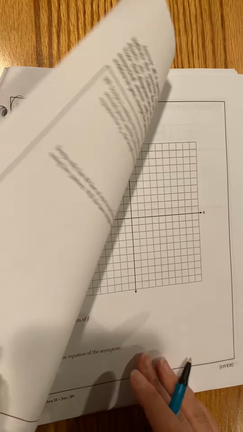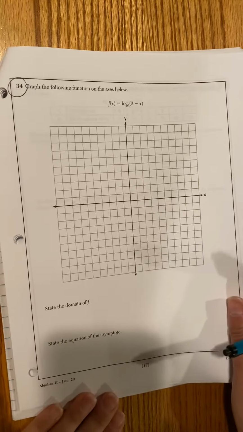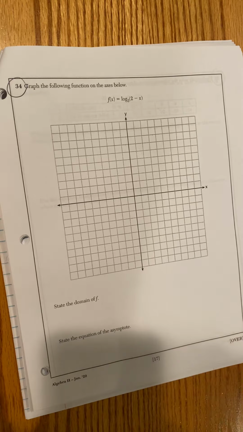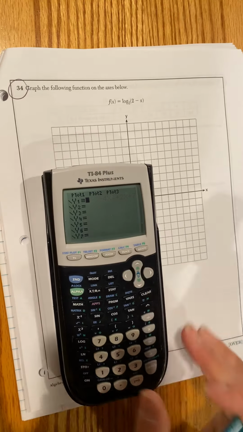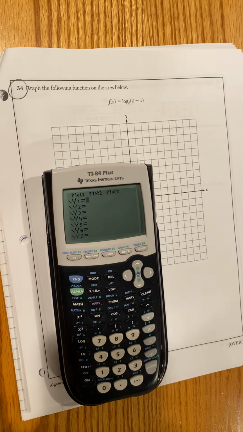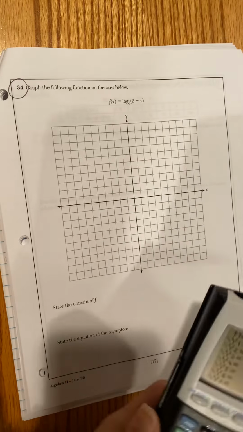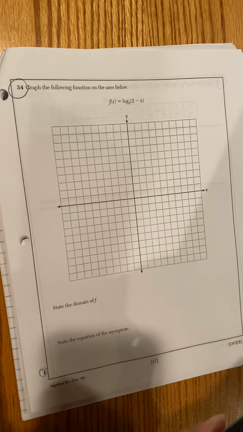Okay, then we're going to move to question 34. So we just got done doing this log question, and this is a 4-point question. So again, we go to y equals, we clear it out. Now we need log base 3 of 2 minus x. So in our calculator, we would normally do math alpha math to get it in there. This calculator, I have to do something a little different. So bear with me until I actually see the graph.